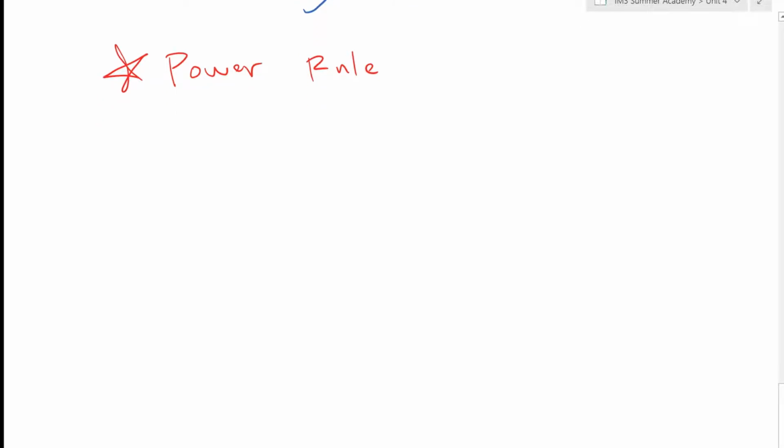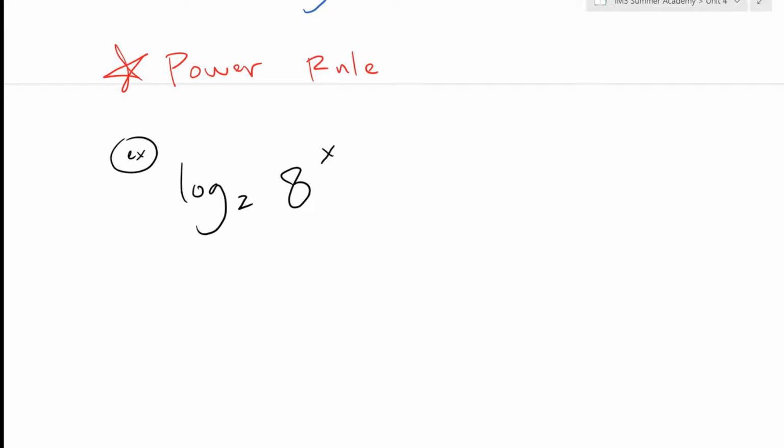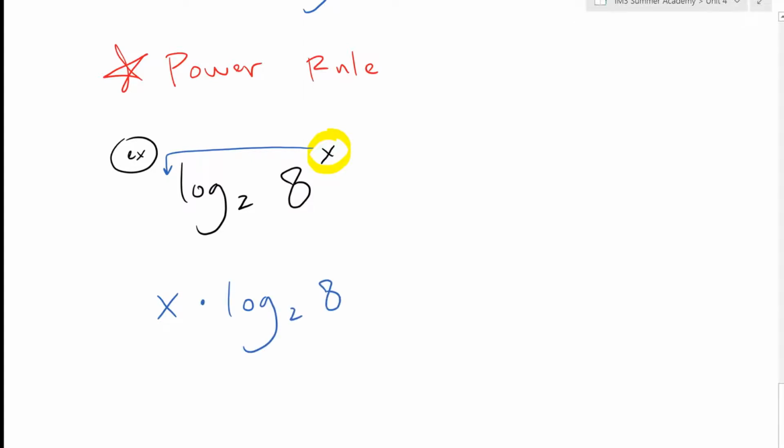Let's talk about now the third one, being power rule. And this is what I consider the traveling exponent. So for example, let's say we have log base 2, 8 to the power of x. What is allowed to happen if you have an exponent, in this case the x, it is allowed to travel back and forth. If it's there as an exponent, it's allowed to travel to the front and be written like this: x times log base 2 of 8. And that's usually when you are expanding.